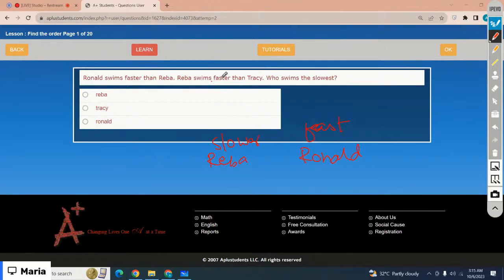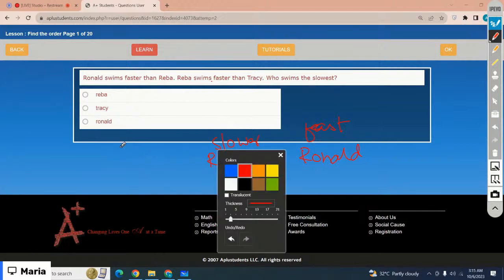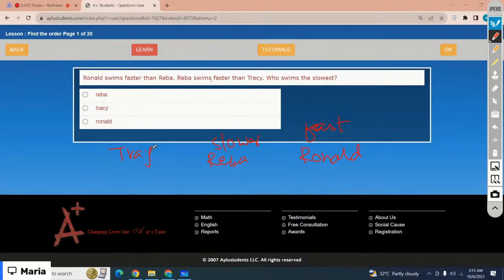Reba swims faster than Trekkie. So here is another one who is slower than Reba. Who swims the slowest? So which is the correct option? Reba, Trekkie, Ronald. Which is the correct one?